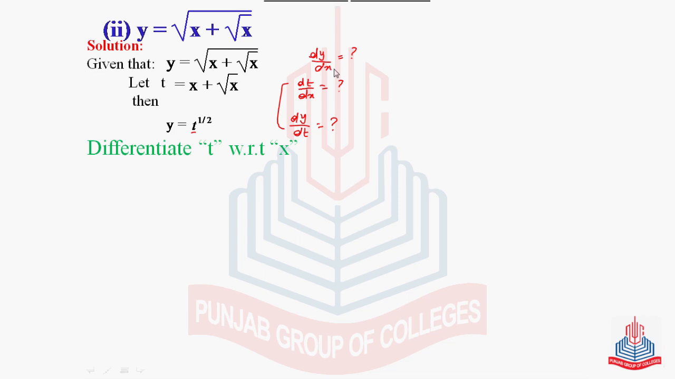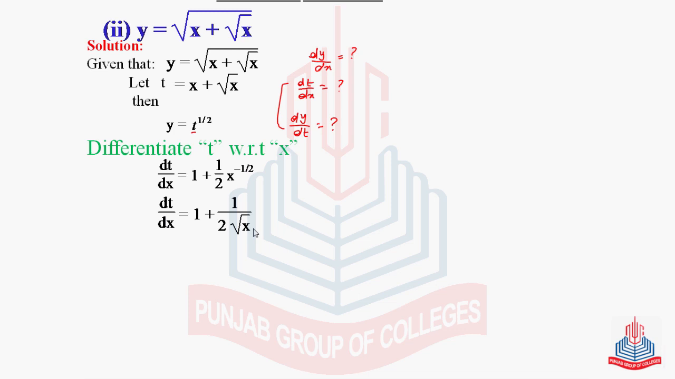So now we start our process. Differentiate t with respect to x first. Dt by dx, this x, when we apply derivative, that will become 1, and when we apply derivative on square root of x, that is 1 by 2 x raised to the power minus 1 by 2 by using power theorem. This will shift into the denominator and that will become square root of x. So finally we have dt by dx is equal to 1 plus 1 by 2 square root of x.